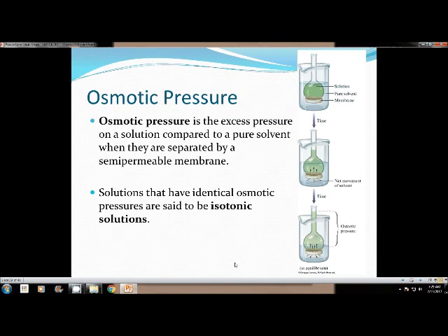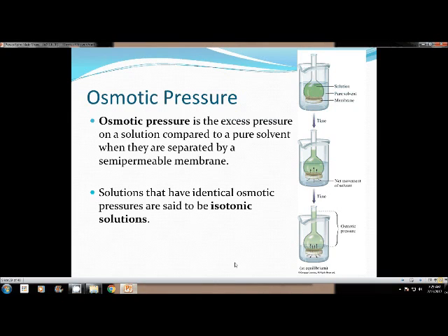The last colligative property is called osmotic pressure, and this is the excess pressure on a solution compared to a pure solvent when they are separated by a semi-permeable membrane. So solutions that have identical osmotic pressures are said to be isotonic solutions.